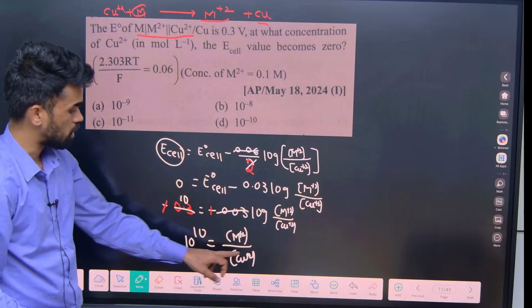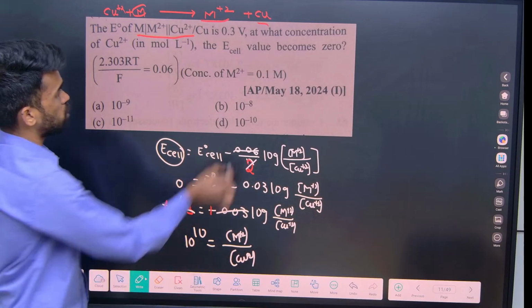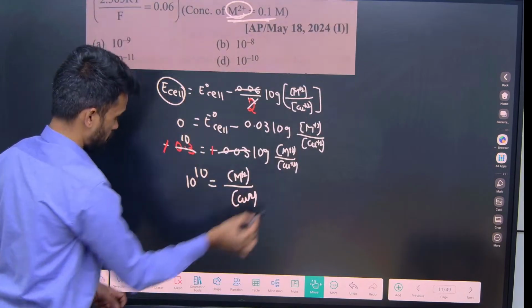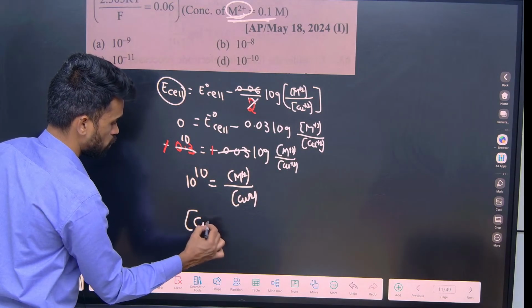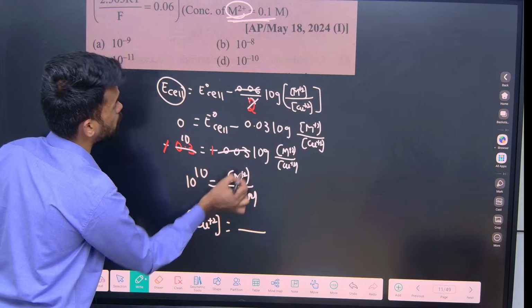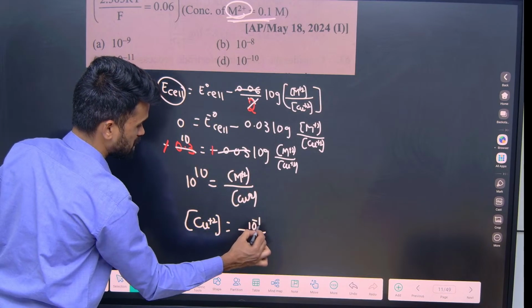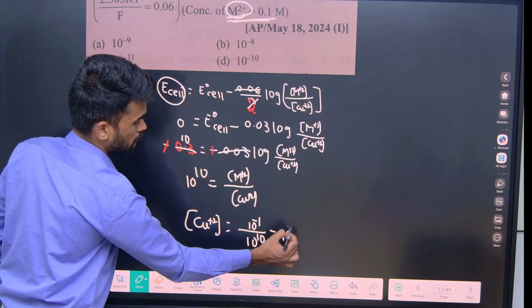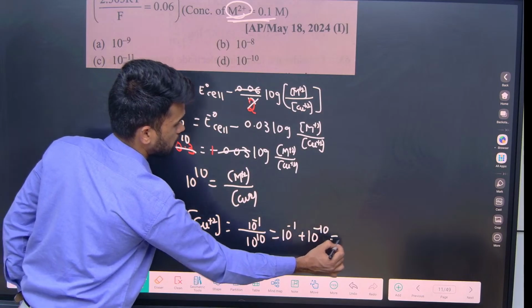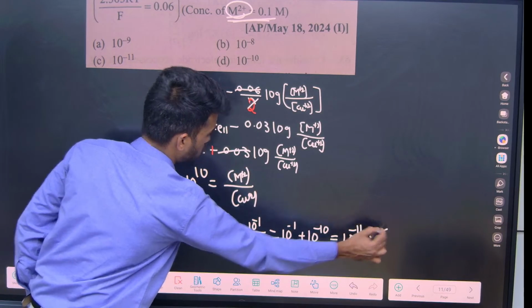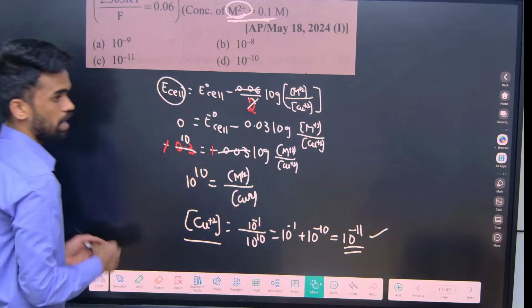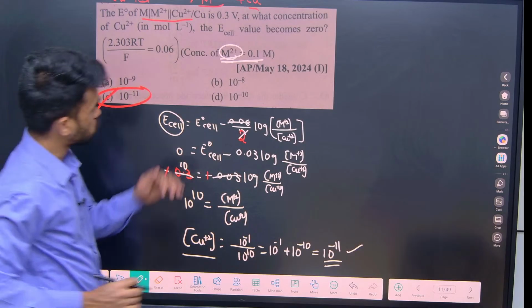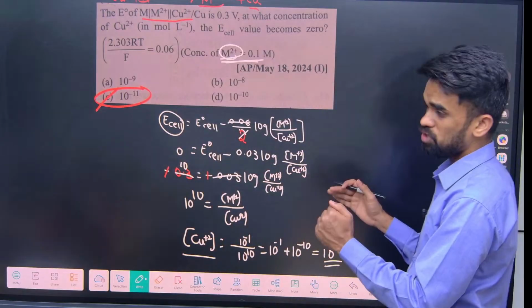Now they are asking for the concentration of Cu plus 2, and they have mentioned the concentration of M plus 2 as 0.1. So I can write the concentration of Cu plus 2 equals the concentration of M plus 2, which is 0.1, that is 10 power minus 1, divided by 10 power 10. So 10 power minus 1 minus 10, that is 10 power minus 11. So this is the concentration of copper plus 2 ion. We have an option like this. Yeah, option C. That is your answer for the question. So every step is clearly discussed. Any confusions? No.